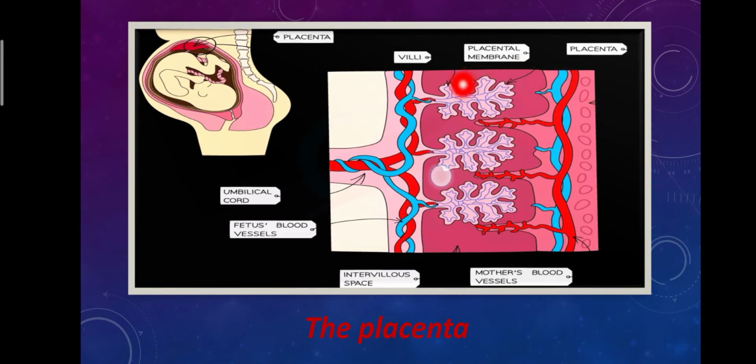Here we can see the umbilical cord. This is the whole structure of the placenta. Here is the umbilical cord. These are the fetus blood vessels. Here is the intervillous space. These are the mother blood vessels. This is the placenta and this is the placental membrane, and these structures are showing the villi. So here is the placenta. This diagram is showing where the placenta is.